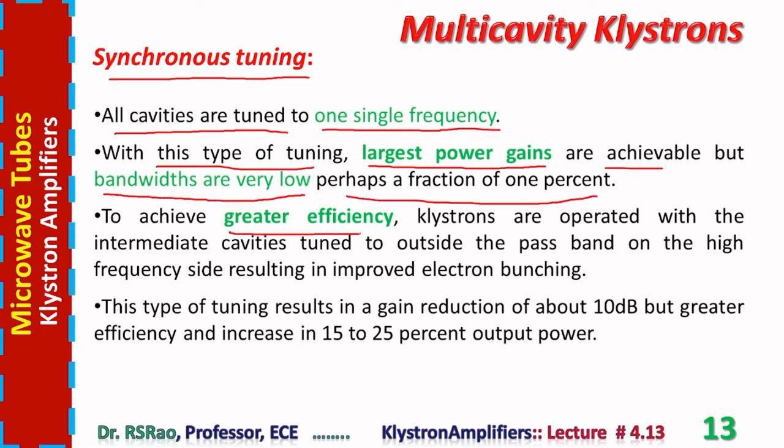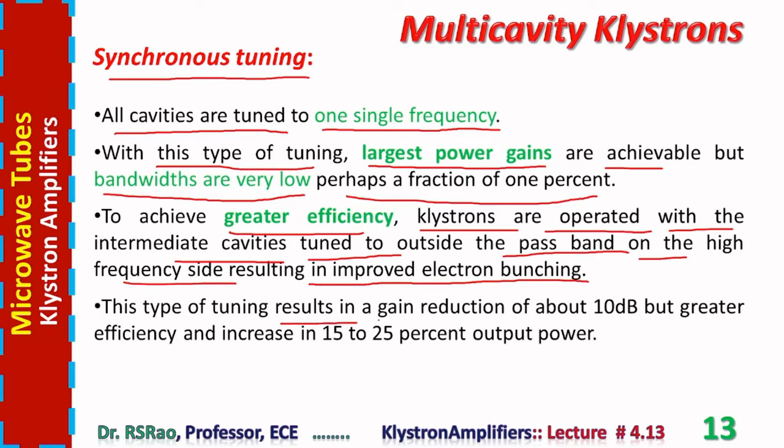To achieve greater efficiency, klystrons are operated with intermediate cavities tuned to outside the pass band on the high frequency side, resulting in improved electron bunching. This type of tuning results in gain reduction of about 10 dB, but greater efficiency and increase in 15 to 25% output power. It is told multi-cavity klystrons employ intermediate cavities.